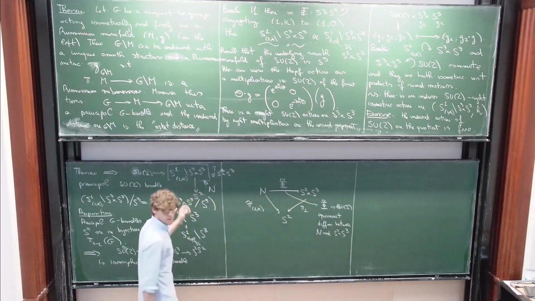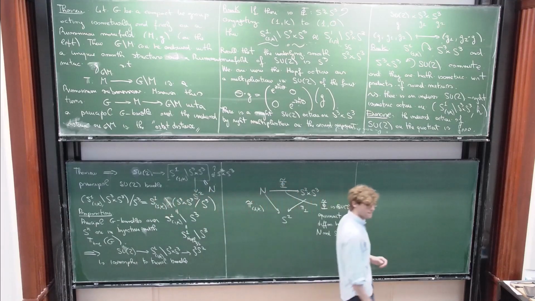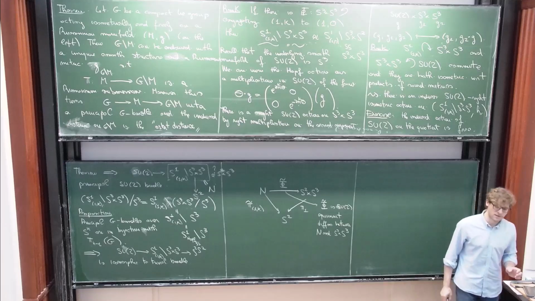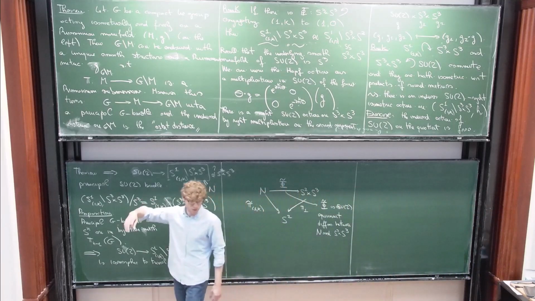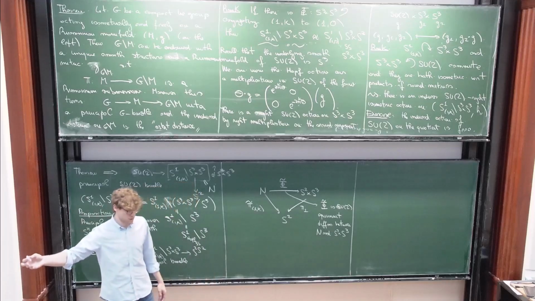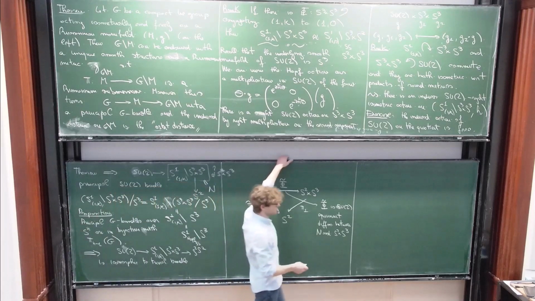Any questions? So you're saying that SU2 is simply connected? SU2 is simply connected because the underlying smooth manifold is diffeomorphic to S3, which is simply connected. Any more questions?